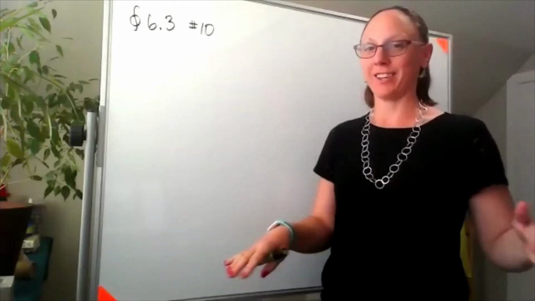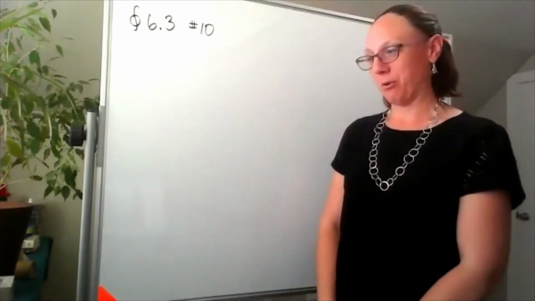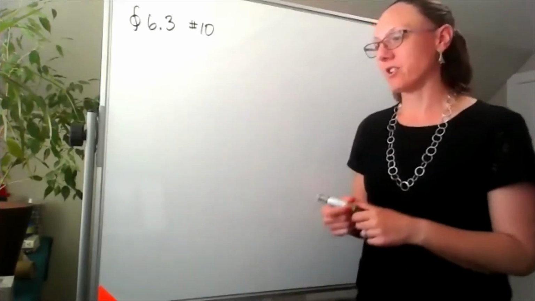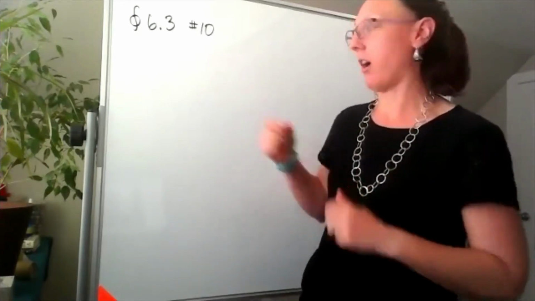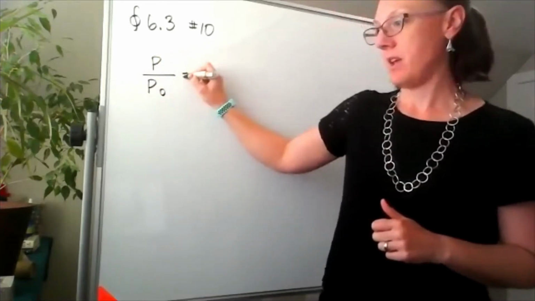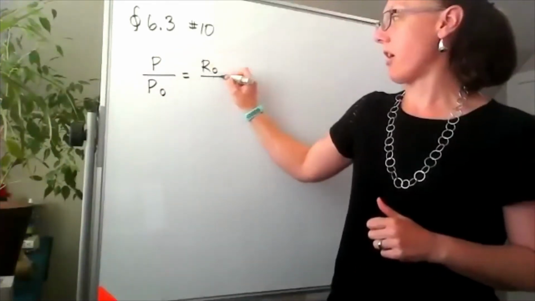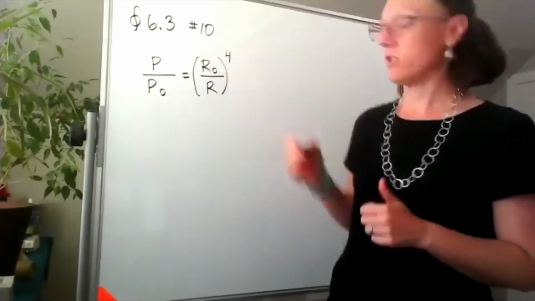involve any calculus at all. Words, words, words. We're reading through it, and we are told that there is a relationship between P and R, such that P over P naught is equal to R naught over R to the fourth.